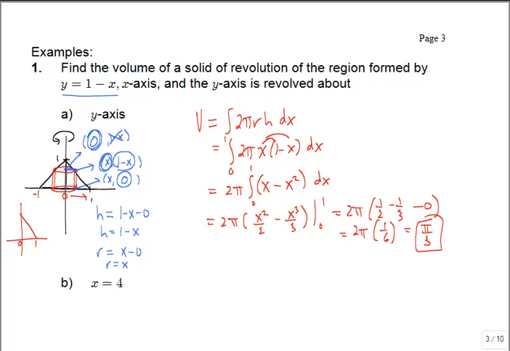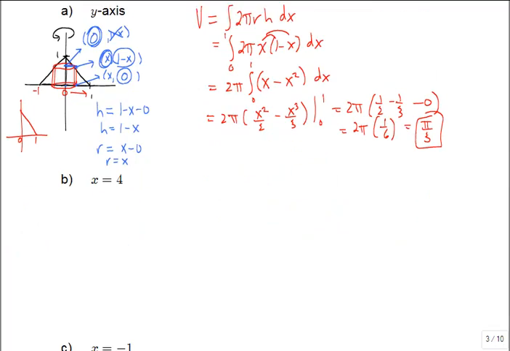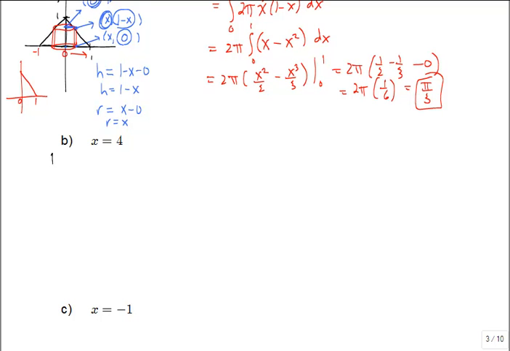Okay? All right, so now let's take that same region, but this time we're going to revolve it around the line x equals 4. So we're going to take this same initial region, and we're going to rotate it around the line x equals 4, which is all the way out here. So when you rotate this around the line x equals 4, the mirror image, when I flip this over, is going to be way over here.